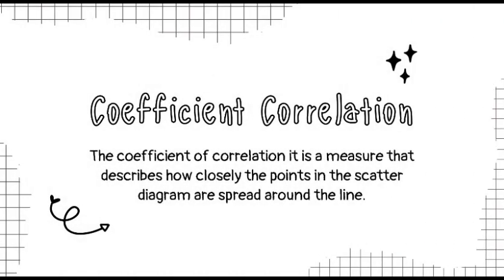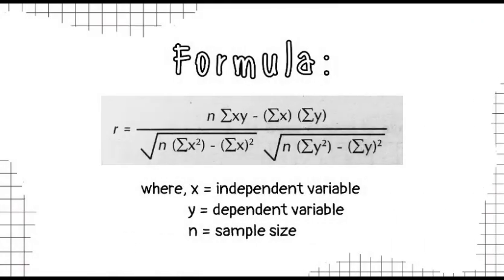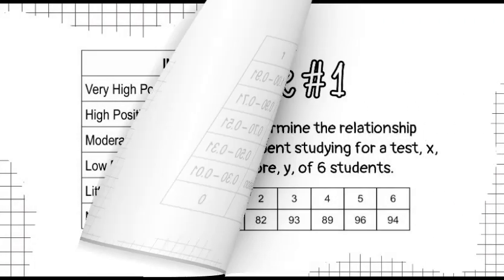And for the coefficient of correlation, it is a measure that describes how closely the points in the scatter diagrams are spread around the line. And here's the formula, where x is the independent variable, y is the dependent variable, and n is the sample size. And also, here's the interpretation of correlation.